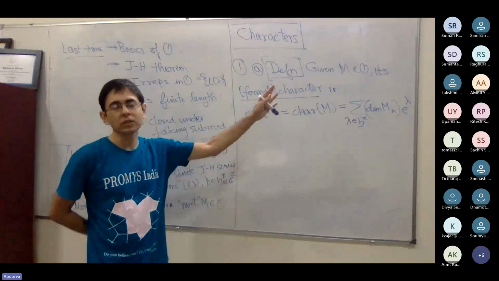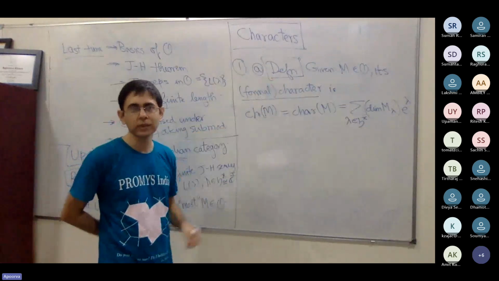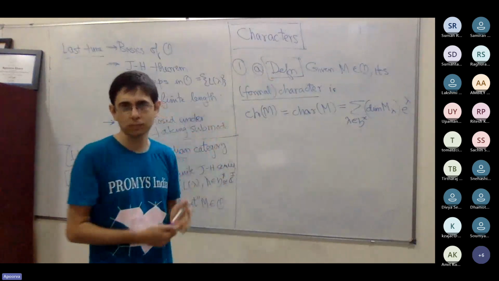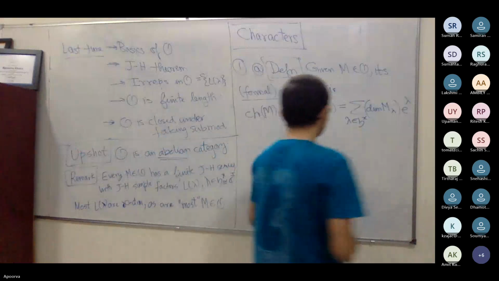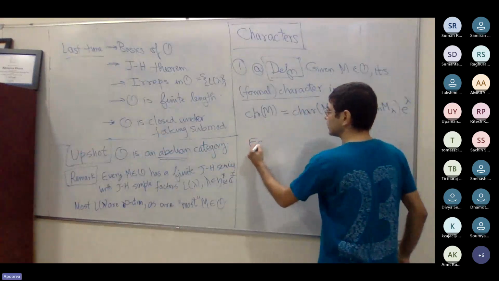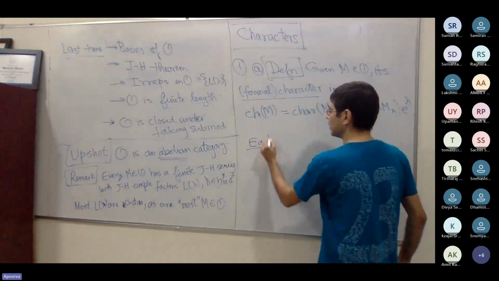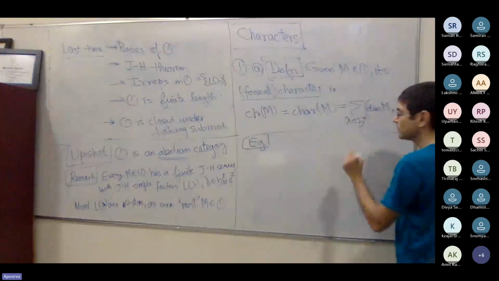So e power lambda is not some real number or something. It is a formal monomial. For example, the Weyl character formula, of course. Let's write down some examples of these.